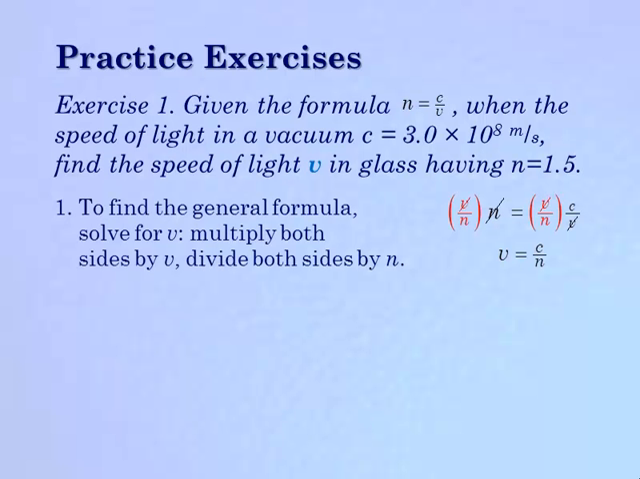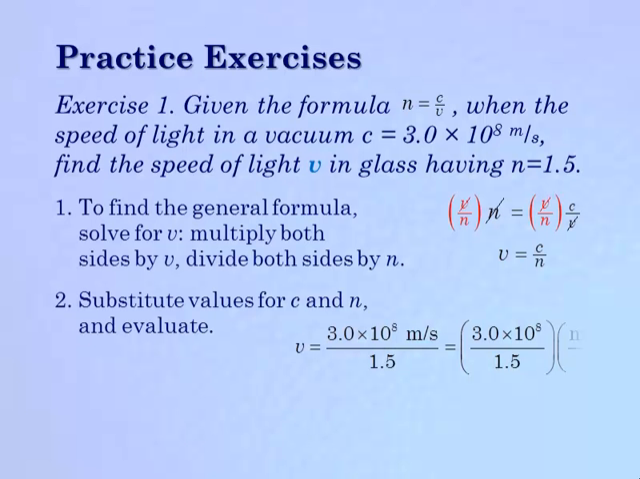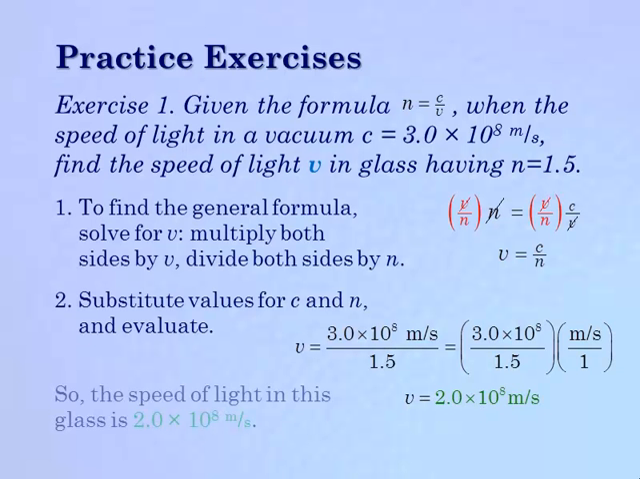And now we've got v is equal to c of 3.0 times 10 to the 8th meters per second divided by the index of refraction 1.5. And we evaluate that out to 2 times 10 to the 8th meters per second. So the speed of light in this glass is 2 times 10 to the 8th meters per second.